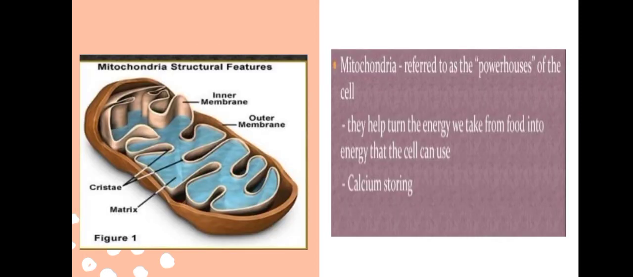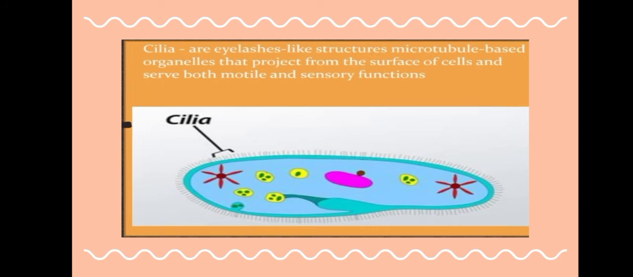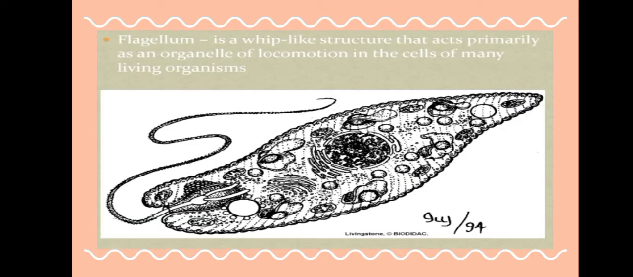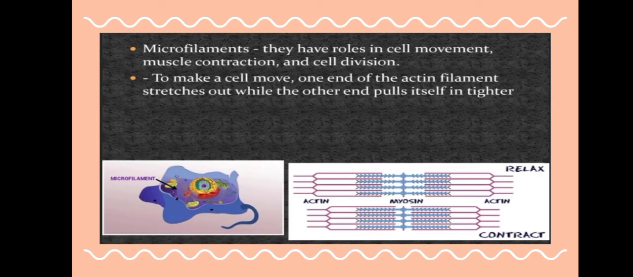And next is the mitochondria. Is referred to as the powerhouses of the cell because they help turn the energy we take from food into energy that the cell can use, and calcium storing. And next is the cilia. These are eyelashes-like structures, microtubule-based organelles that project from the surface of cells and serve both motile and sensory functions. Next is the flagellum. Is a whip-like structure that acts primarily as an organelle of locomotion in the cells of many living organisms. And next is the microfilaments.